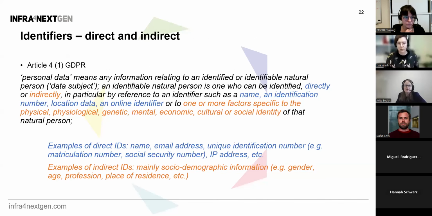The GDPR distinguishes between direct identifiers and indirect identifiers. Direct identifiers are usually straightforward. A direct identifier is any information that allows for the identification of a person without any ambiguity. For instance, the name of a person, the email address of a person, or a unique identification number like a matriculation number, social security ID, or an IP address.